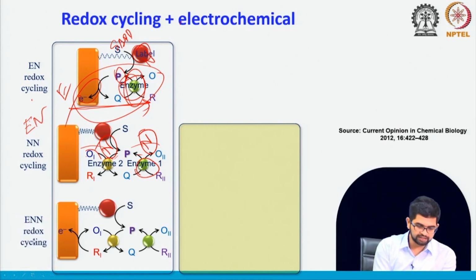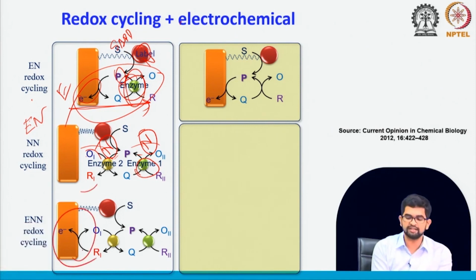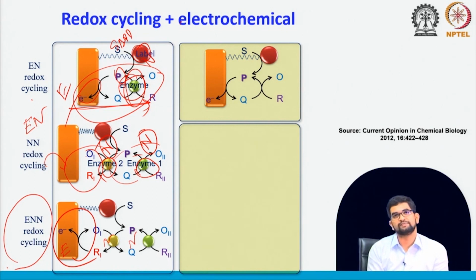Now, if we apply the electrochemical part here, see here. So, we applied it here. Then you can say that this is E, this is N, this is N. So, we can say this is ENN redox cycling. Clear. Why is this ENN redox cycling? Because here we applied two enzymatic reactions and one electrochemical reaction.